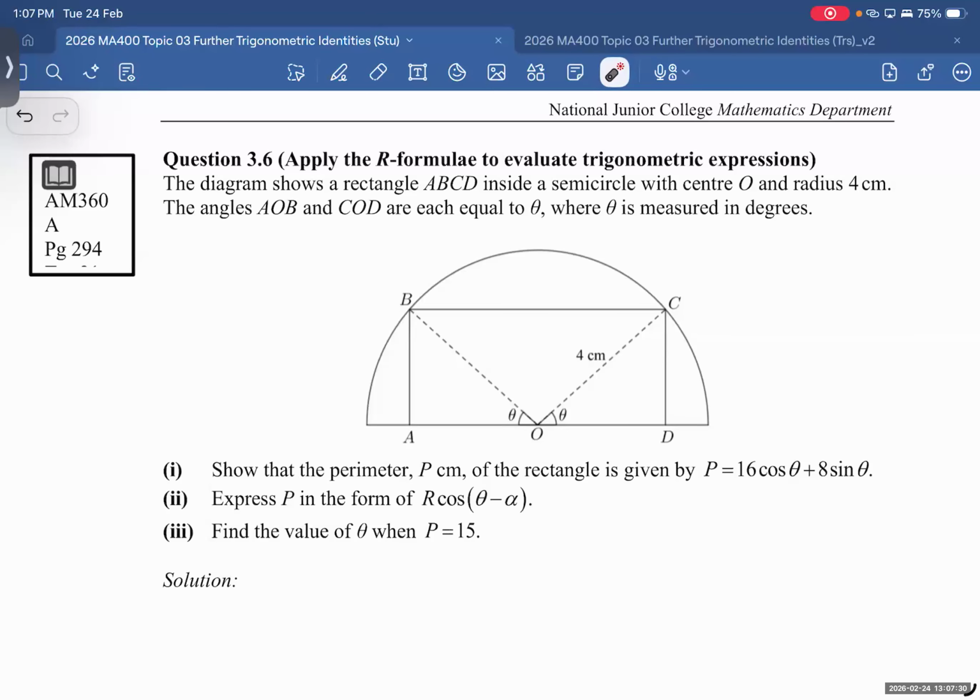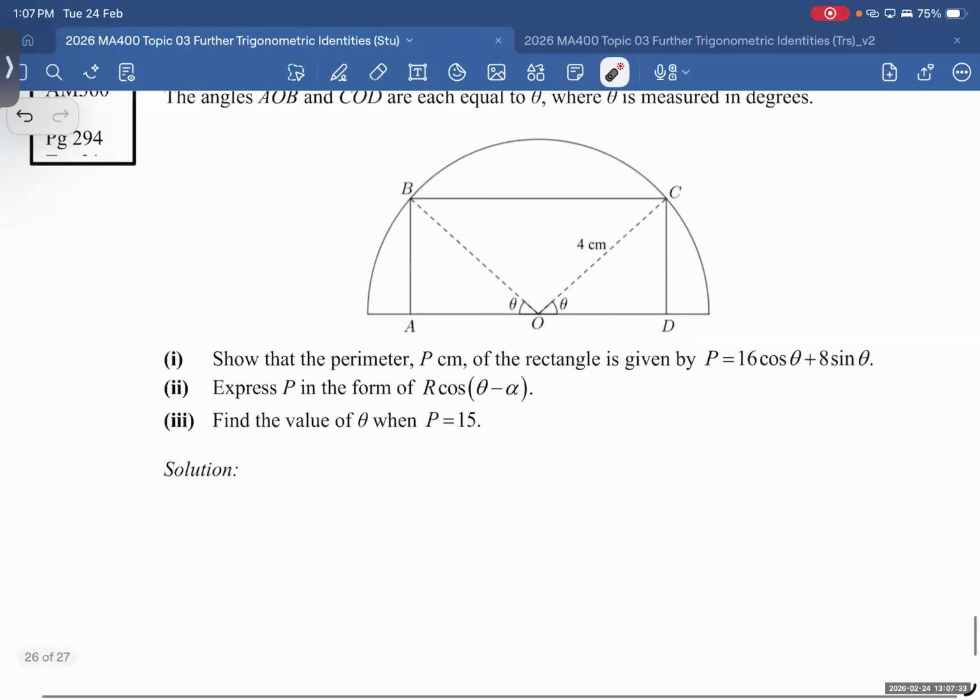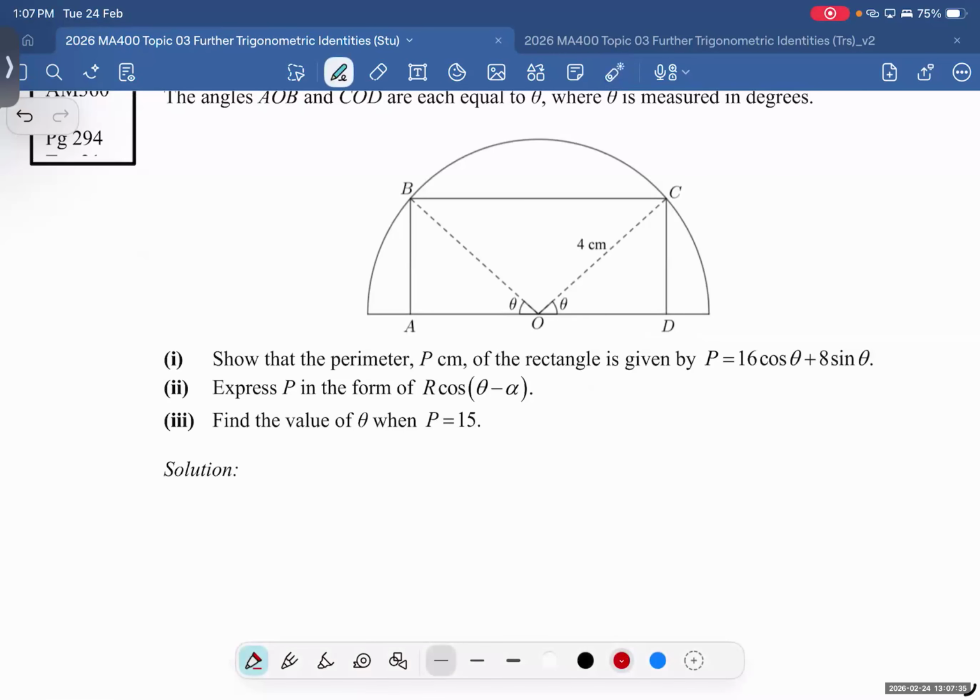Okay, children, 3.6, the first answer is just a show. Second answer is square root 320 cosine theta minus 26.6. Can we simplify? Yes, we can. This is 59.6. Is that okay?